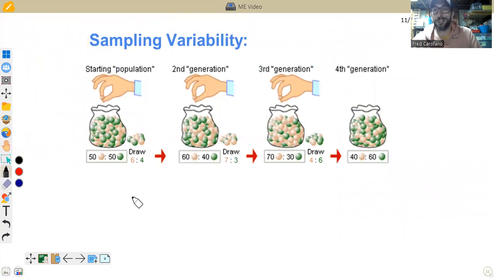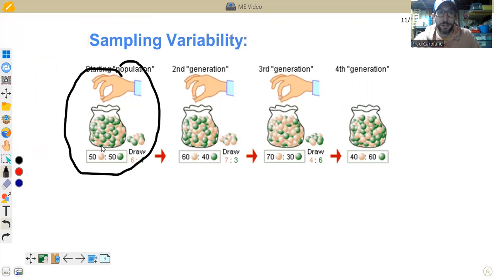Oh, no, it doesn't yet. This is just another picture depicting sampling variability. Maybe I got a bag of marbles. I take out a handful of 10. Maybe the first time my handful has 5 green and 5 yellow.